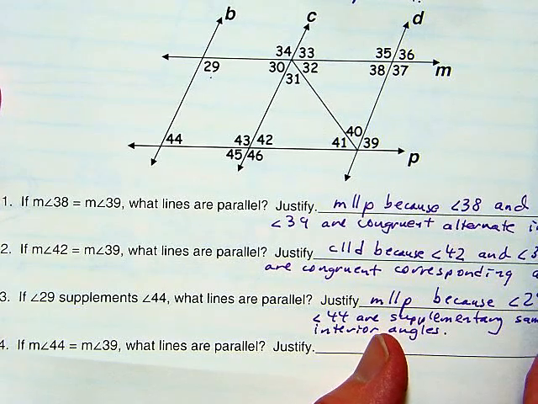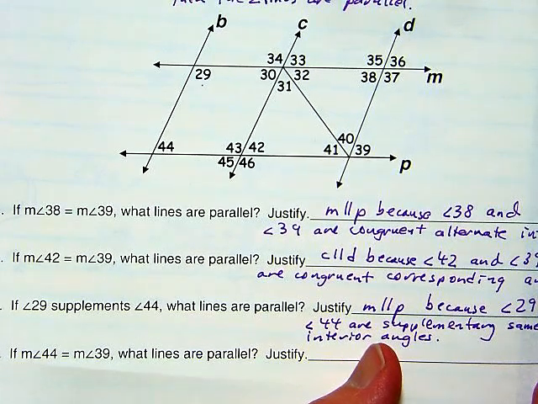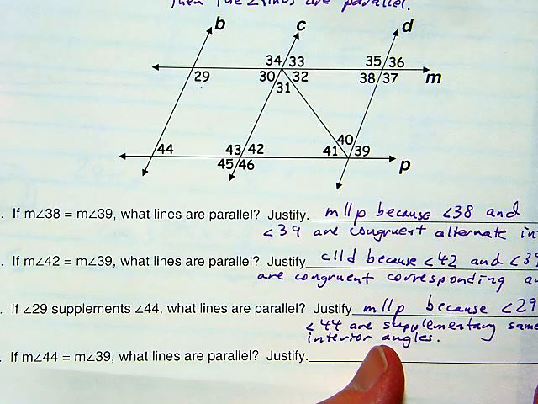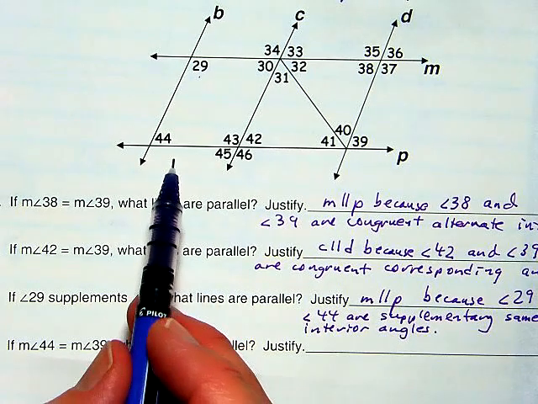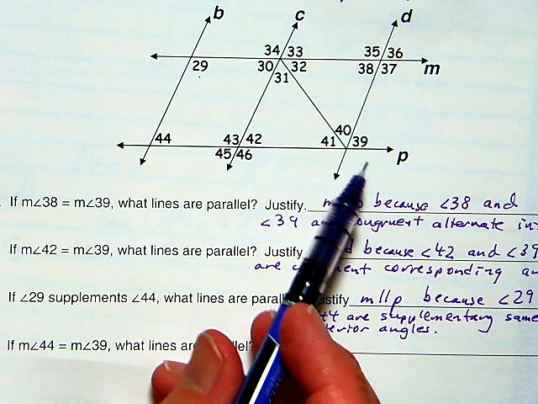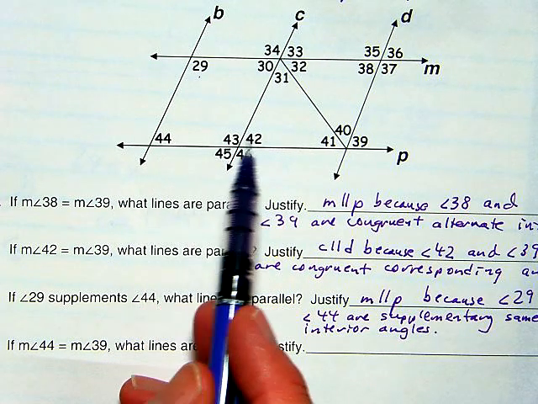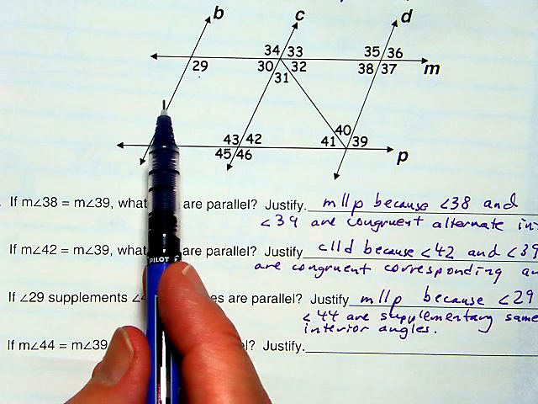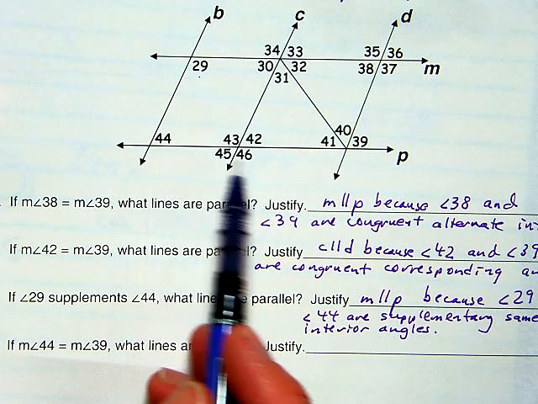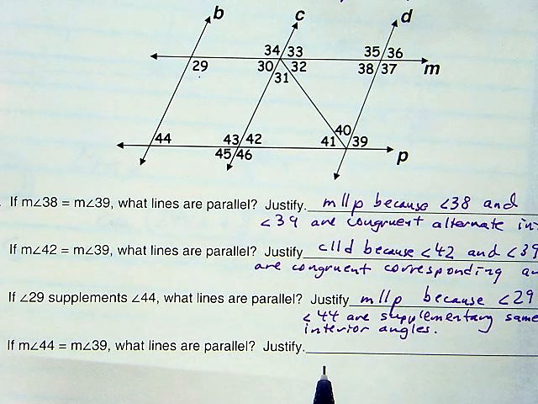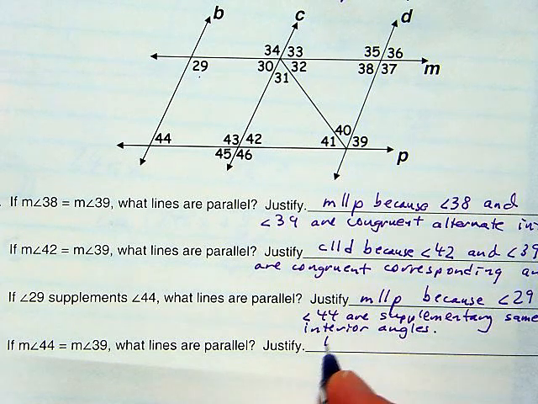If the measure of angle 44 equals the measure of angle 39, which lines are parallel? So let's go ahead and take a look at 44 and 39. Let's determine the lines that make up these two angles. It would be line B, line P, and line D. Okay, so you know that's what you need to verify, that it's B, P, and D. And clearly, if it's B, P, and D, P is not one of the parallel lines because it intersects both B and D. So we've got to somehow prove that line B is parallel to line D.